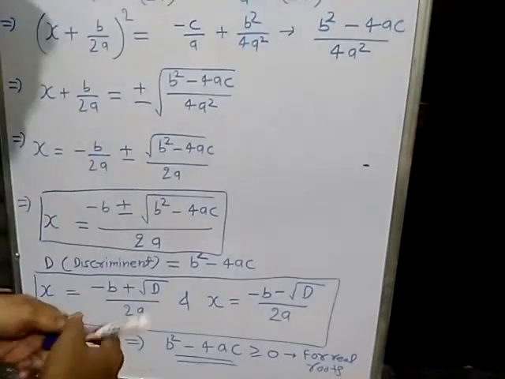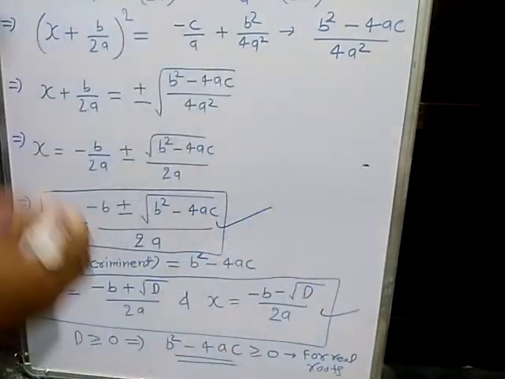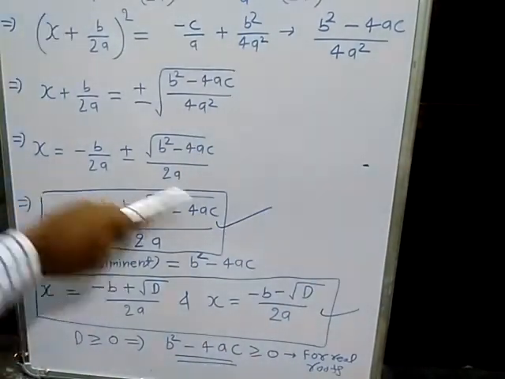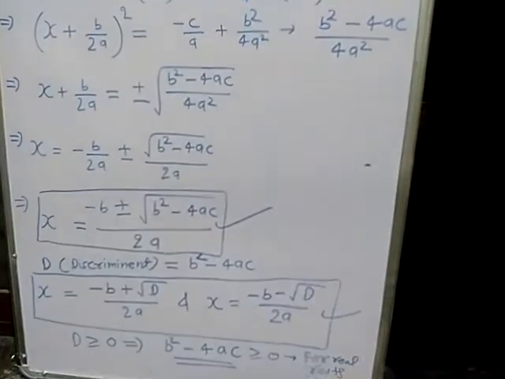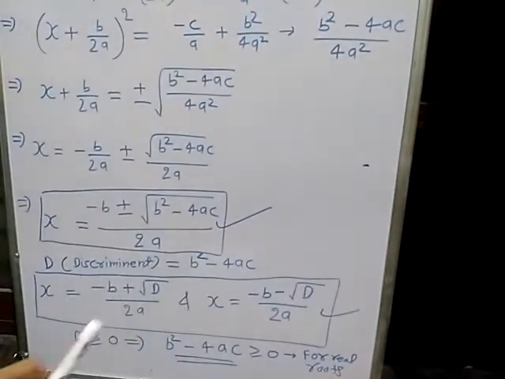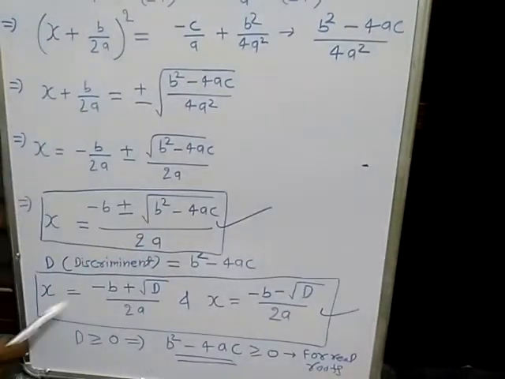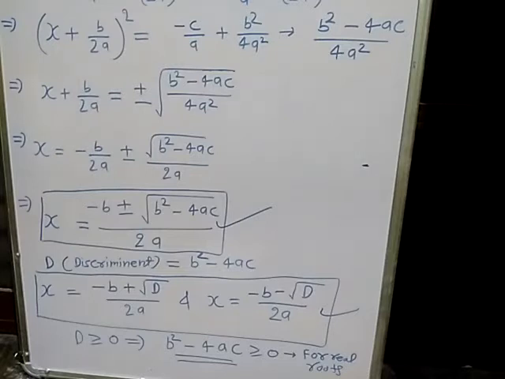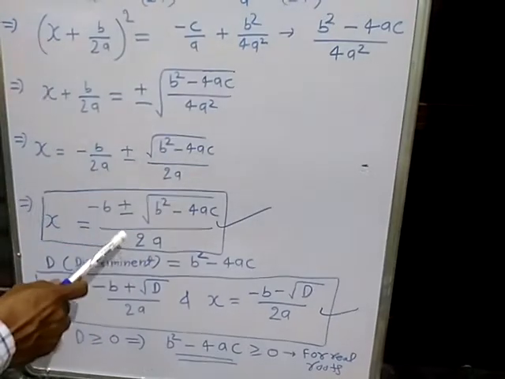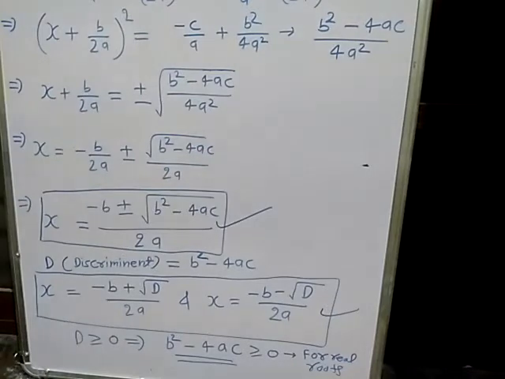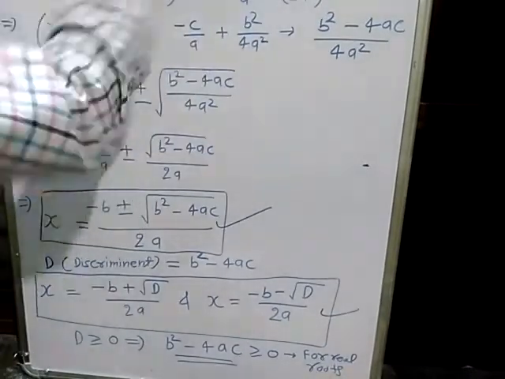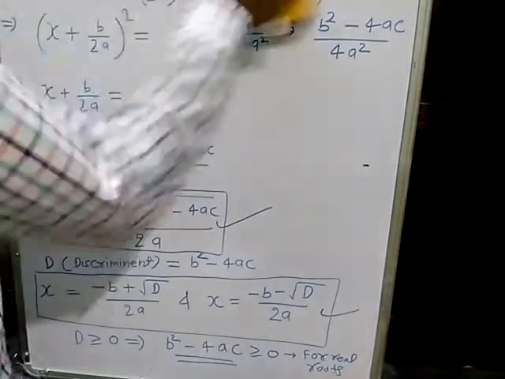So here is the method, and this you can learn. This is called the quadratic formula. This is also known as the Sridharacharya formula, because this formula is given by the mathematician Sridharacharya. So now I am going to explain 1-2 questions based on this quadratic formula. I hope you understood it. You must learn this formula: x is equal to minus b plus minus root of D upon 2a.